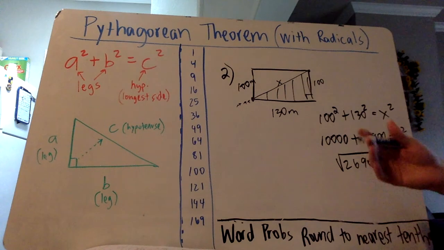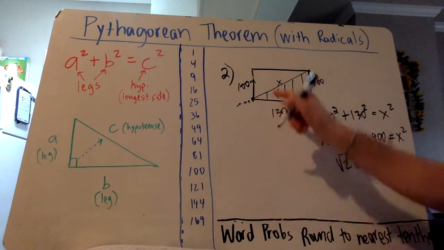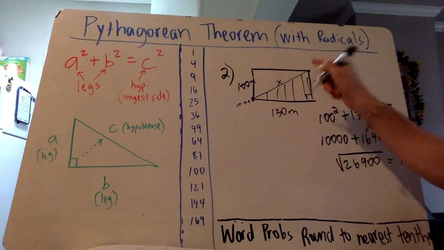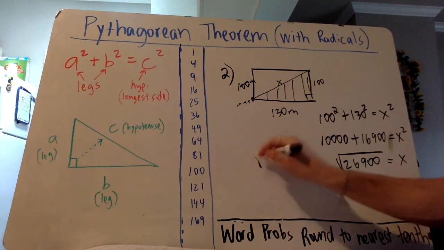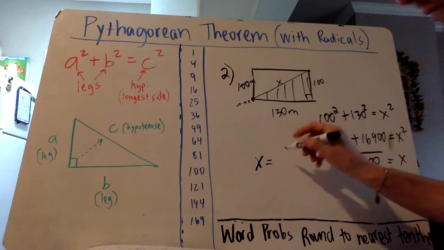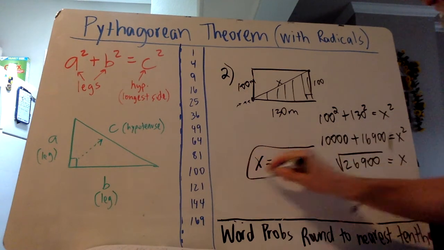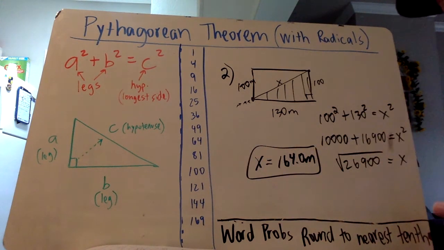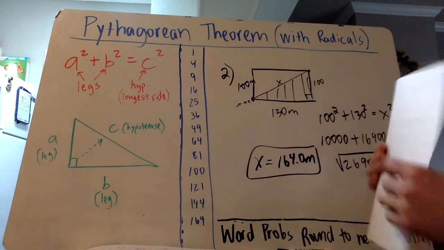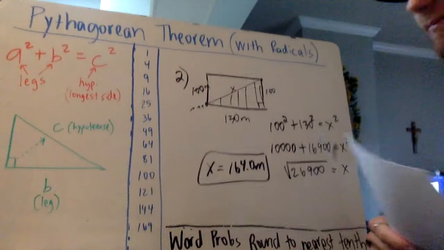So then x, if you do that and round to the nearest tenth, your diagonal distance from there to there for Coach Boda's soccer players is x equals 164.0 meters if I round to the nearest tenth. Okay, so that is your final answer. And that is the class for today, guys. So hopefully that made sense.